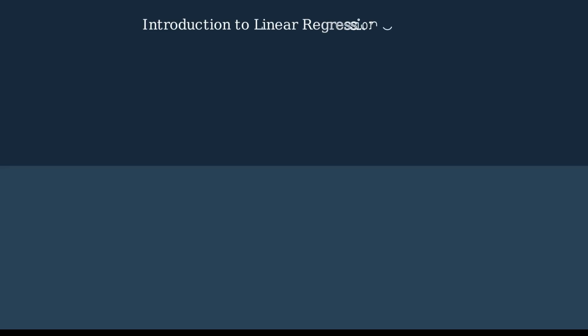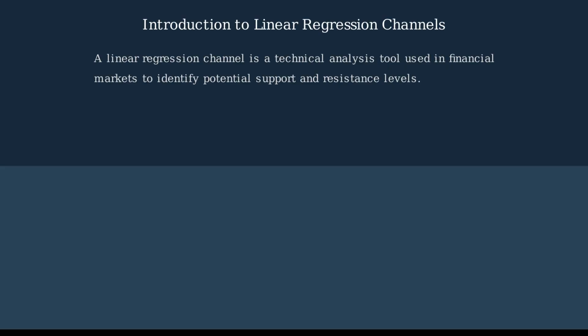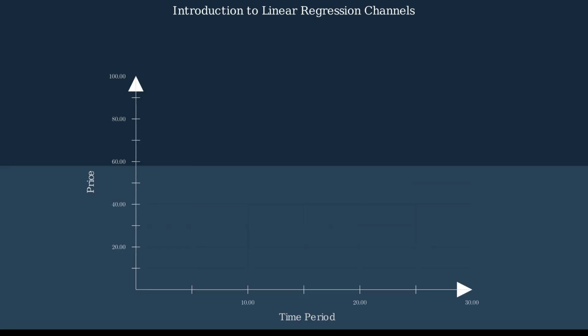Linear regression channels are powerful technical analysis tools used by traders and analysts in financial markets. They help identify potential support and resistance levels based on statistical analysis of price movements. To understand linear regression channels, let's first look at a series of price data points on a chart. Each point represents the price of a financial asset at a specific time.